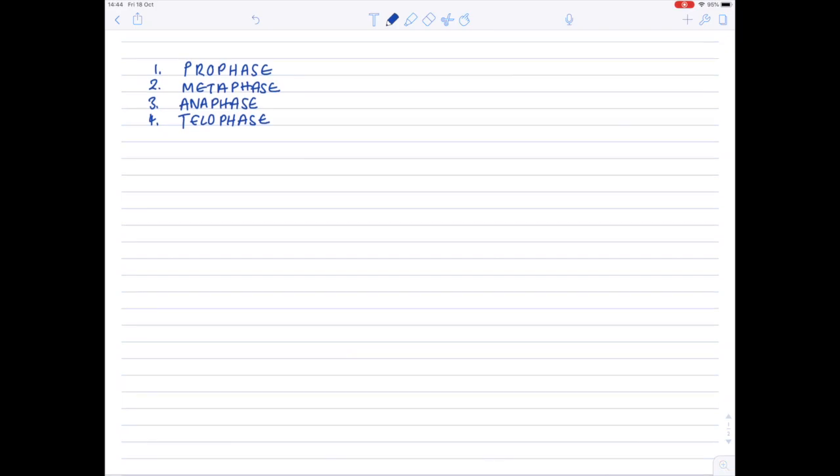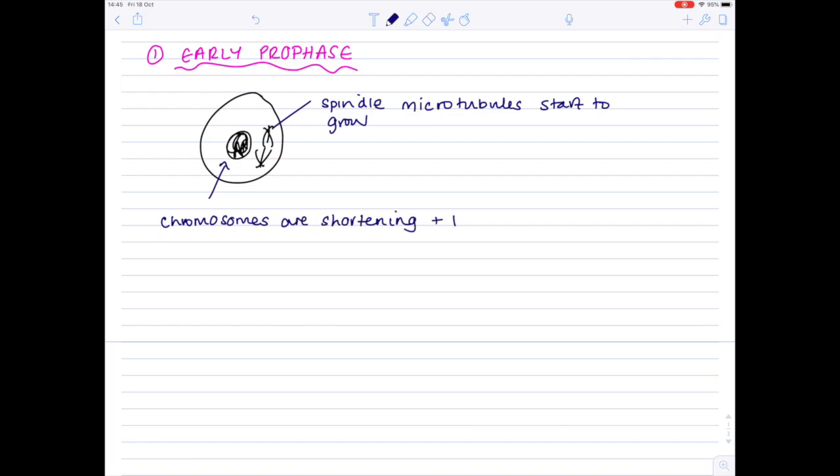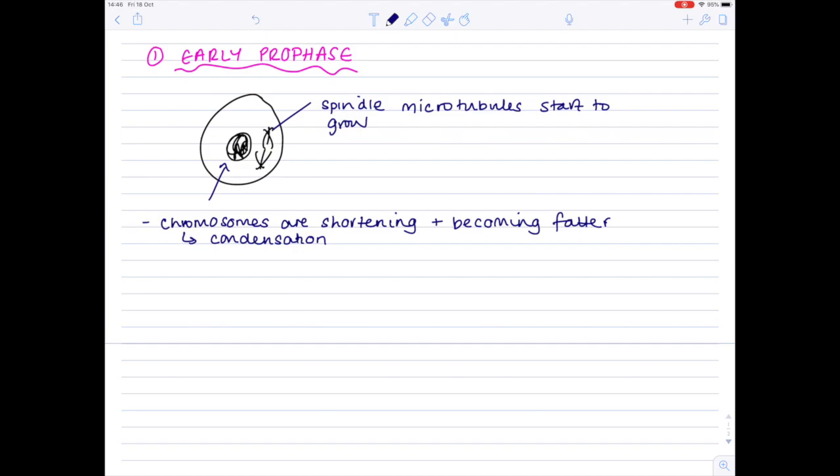So, starting with number one, early prophase. The first thing to notice is that the spindle microtubules start to grow, and these will support the chromosomes when they migrate later on in mitosis. What's happening inside the nucleus? Well, here the chromosomes are shortening and becoming fatter. This is known as condensation, and this occurs by a complex process of coiling known as supercoiling.